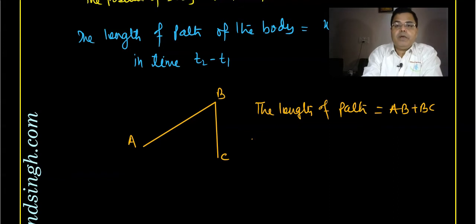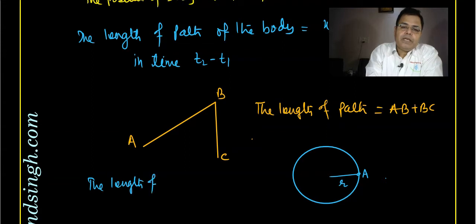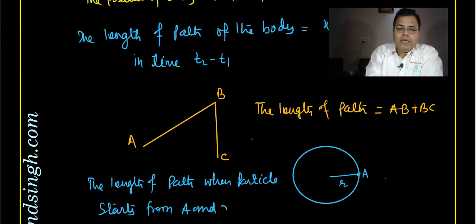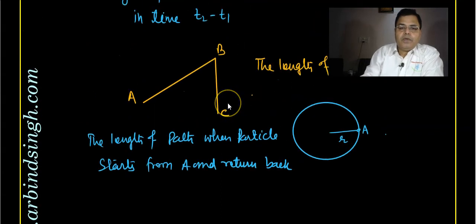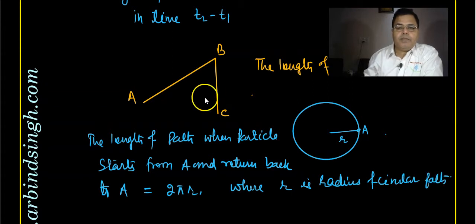If a particle is moving on a circular orbit, then what will happen? Suppose the particle starts from A on this circular orbit of radius R and comes again to the same point. In one round, the length of path when the particle starts from A and returns back to A is 2 pi r, where r is the radius of the circular path.